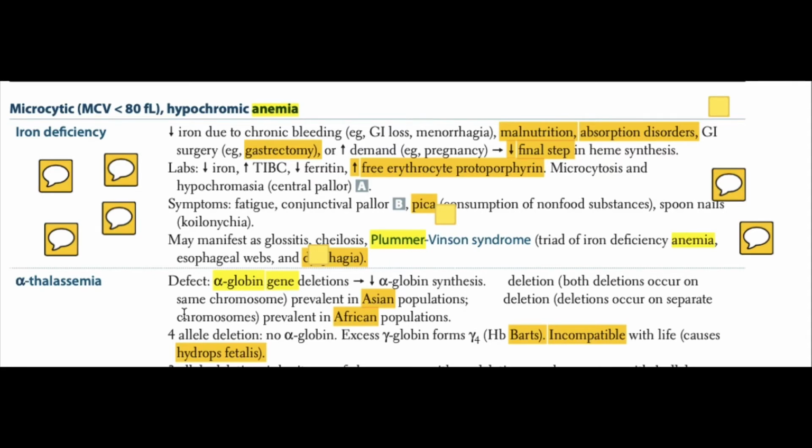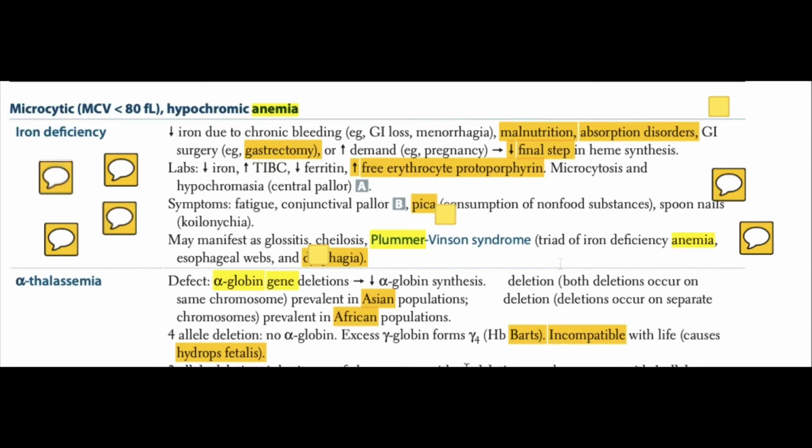Other manifestations of iron deficiency include glossitis, cheilosis, that is a painful inflammation and cracking of the corners of the mouth, and Plummer-Vinson syndrome, that includes iron deficiency anemia, esophageal webs, and dysphagia. These are the three components of the triad of Plummer-Vinson syndrome. Basically, the absorption of iron occurs in the duodenum and proximal jejunum.